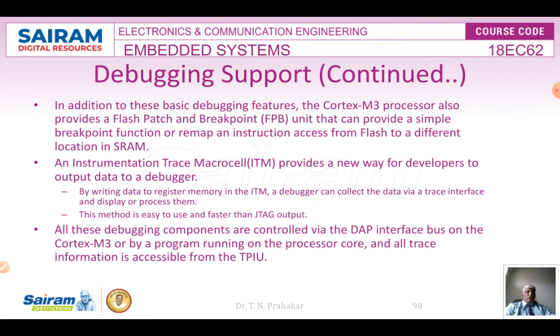And in addition to these basic debugging features, the Cortex-M3 processor also provides a flash patch and breakpoint unit that can provide a simple breakpoint function or remap an instruction access from flash to a different location in the SRAM. And an instrumentation trace macro cell, which is called ITM, provides a new way for developers to output data to a debugger. So there are some macro sets, right?